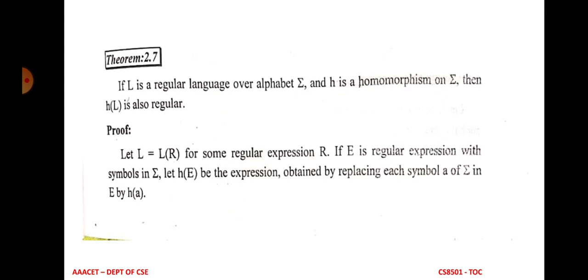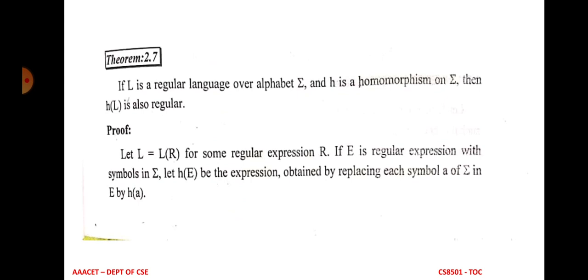Let us take the theorem. If L is a regular language over the alphabet sigma and h is a homomorphism on the input alphabet sigma, then h of L is also regular. L is a regular language, then the homomorphism of the language is also regular. This is the theorem. Let us see the proof. Let us take capital L is equal to L of R. L is a language and R is the regular expression, because each and every regular language has some regular expression, and capital E is another regular expression with the symbol sigma. Let us take h of E to be the expression.